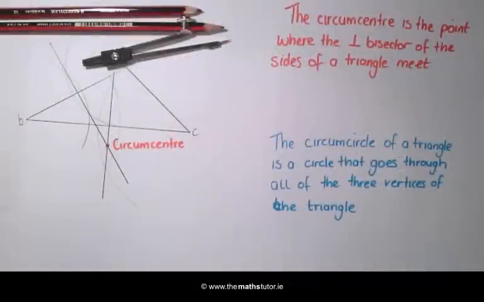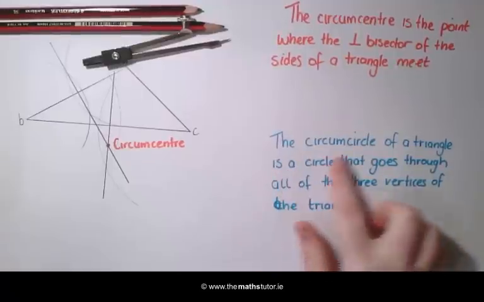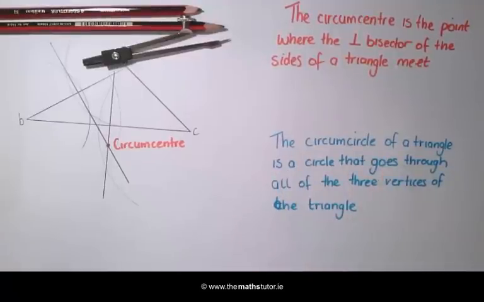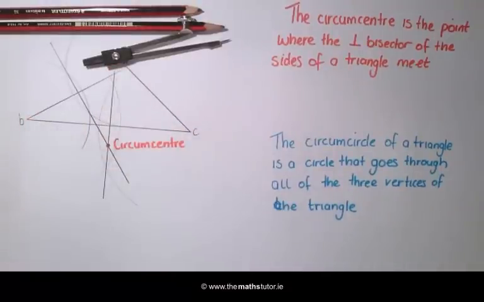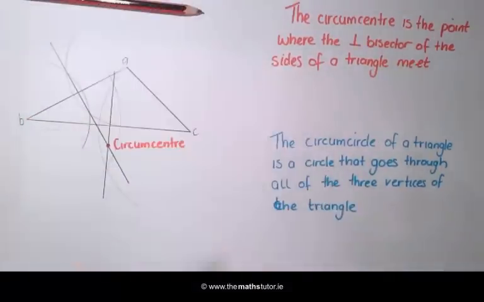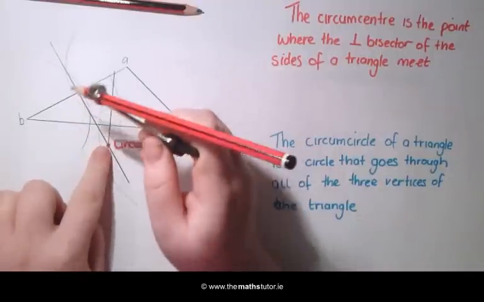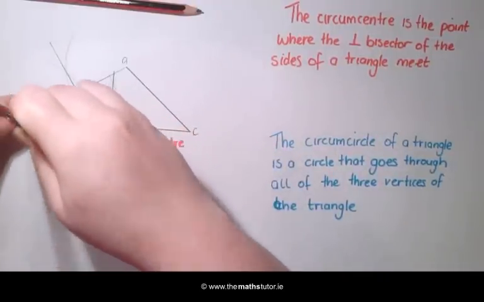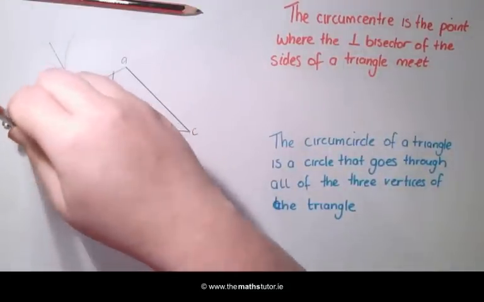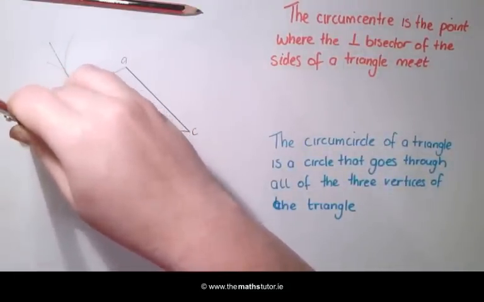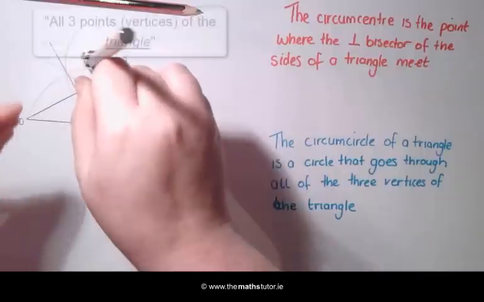We are now going to construct the circumcircle of a triangle. The circumcircle of a triangle is a circle that goes through all three vertices of the triangle. So we take our compass and we set the radius to the distance from the circumcentre to one of our points. We then draw a circle that goes through all three points of the triangle.